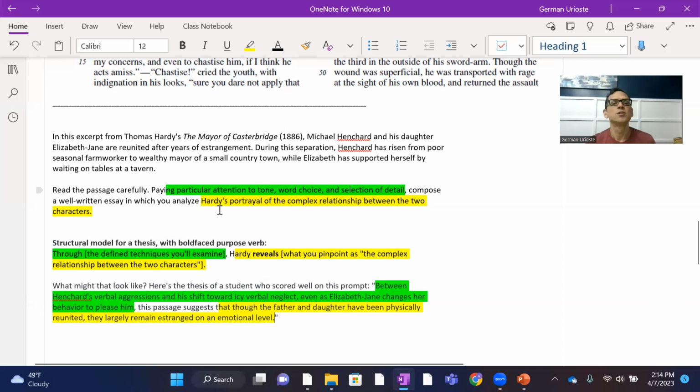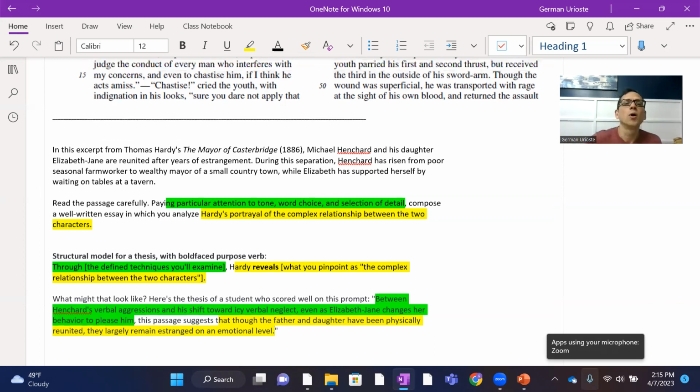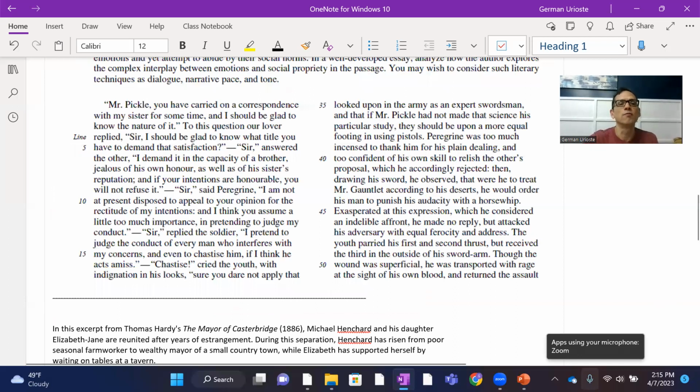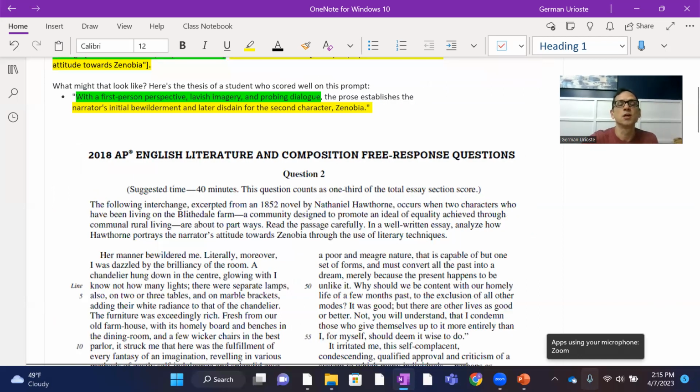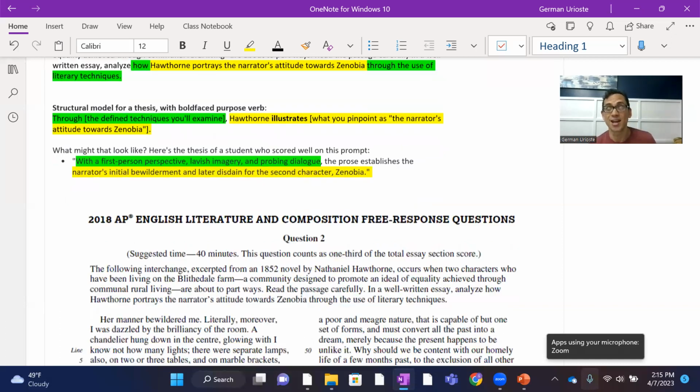And notice how that suggests something complex is going on. Hardy's portrayal of the complex relationship, it's complex, this writer is suggesting, because they've been physically reunited, but they are emotionally estranged. They're together physically, but emotionally apart, right? Sounds complex to me, right? Okay, so once again, when we look at all of these sample thesis statements, they are doing what the AP prompts are asking you to do, and they're all going to look like this, right?